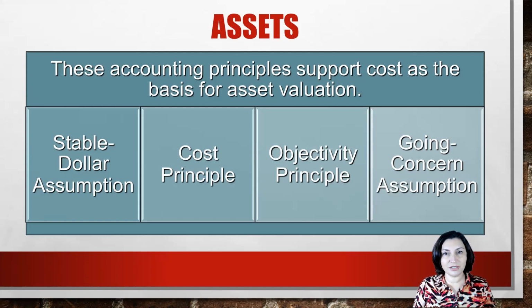The objectivity principle states that accounting information must be unbiased and based upon independent evidence. The stable dollar assumption tells us that we will only record accounting information that can be expressed in monetary units, usually dollars in the United States.